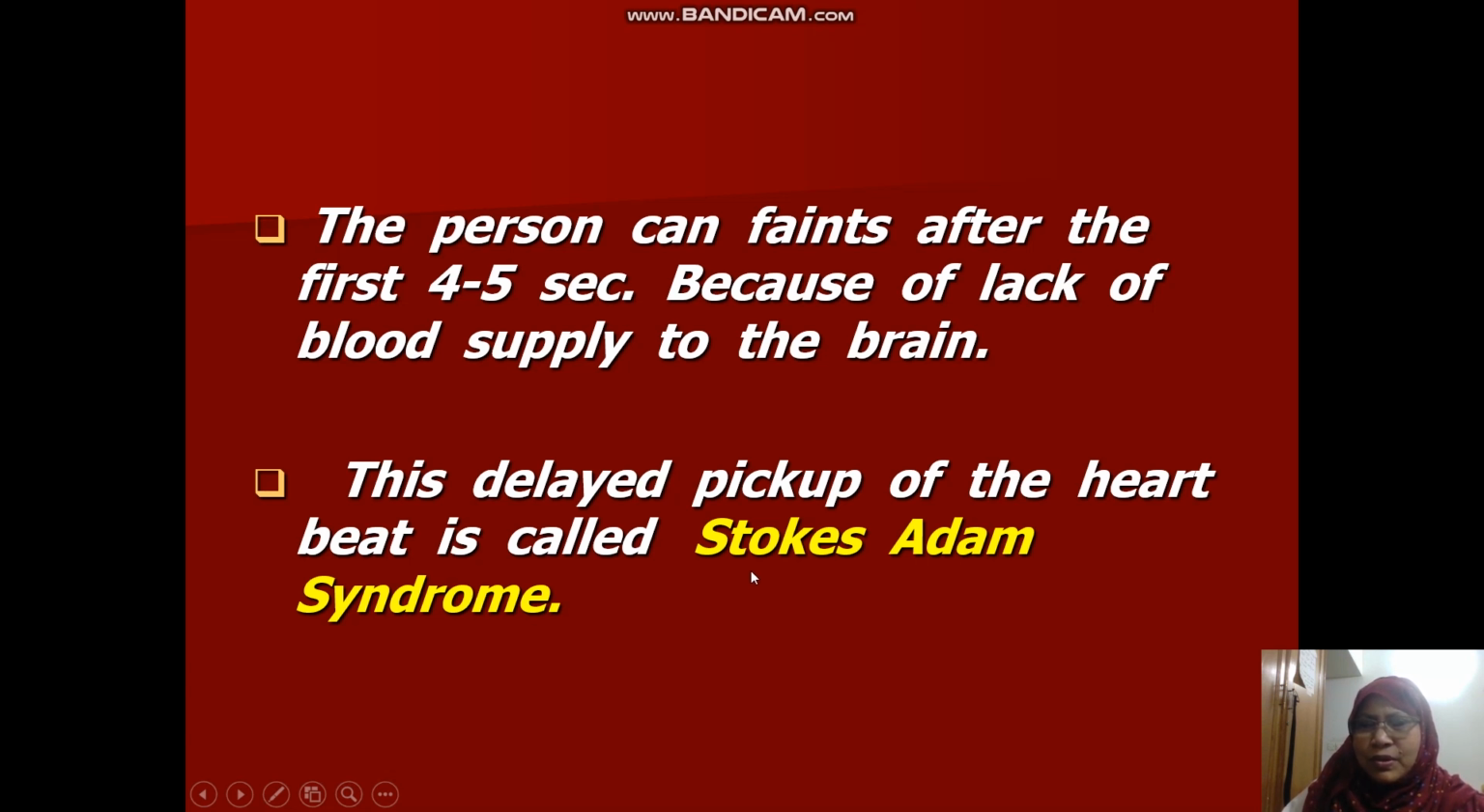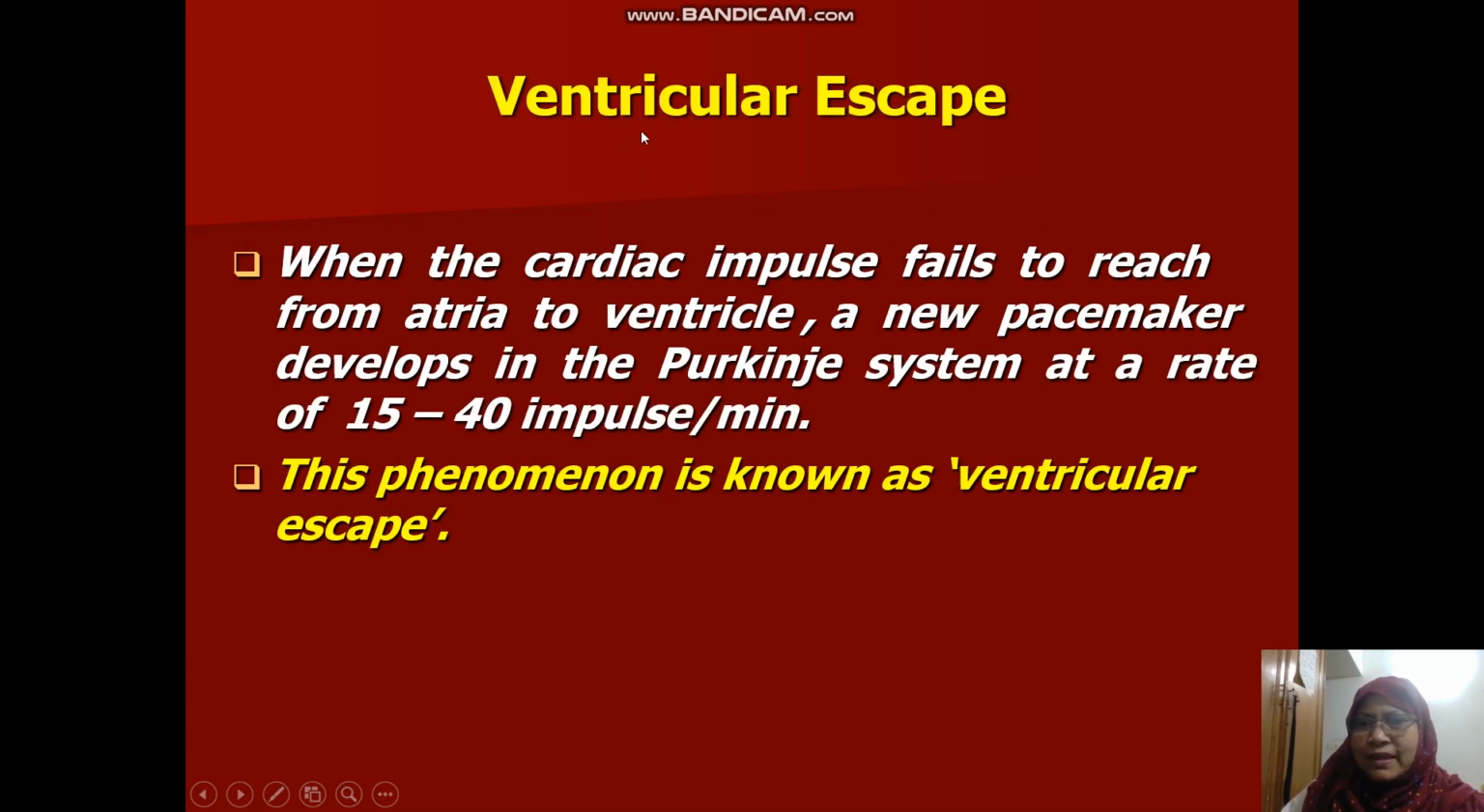Another point is ventricular escape. It shows that if the impulse conduction fails from the atria to the ventricle, the ventricle can initiate its own impulse, and it is called ventricular escape.